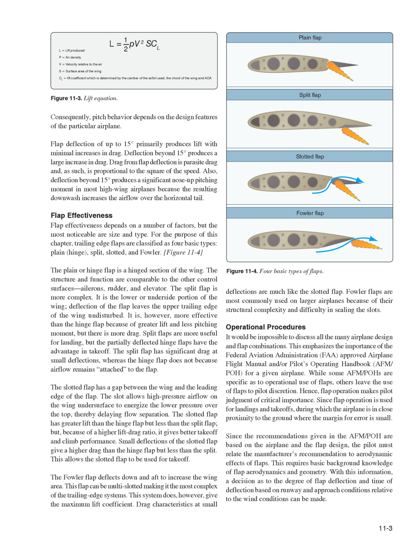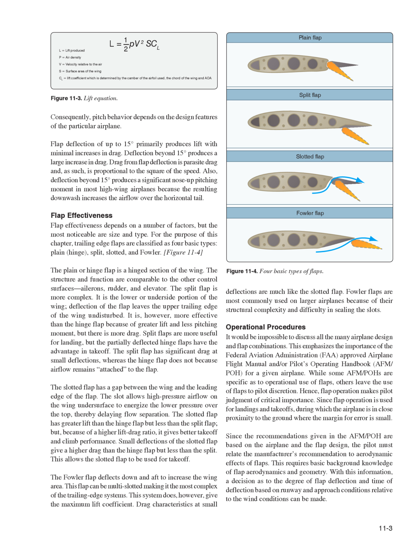The split flap is more complex. It is the lower or underside portion of the wing. Deflection of the flap leaves the upper trailing edge of the wing undisturbed. It is, however, more effective than the hinge flap because of greater lift and less pitching moment, but there is more drag. Split flaps are more useful for landing, but the partially deflected hinge flaps have the advantage in takeoff.